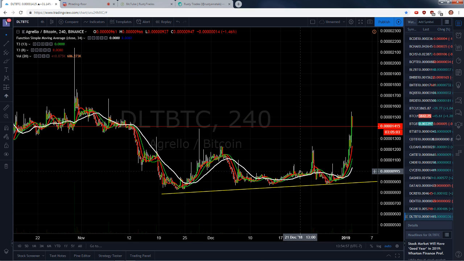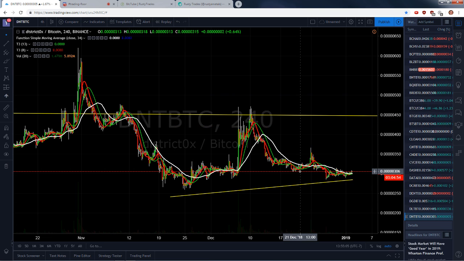DLT. This one moved pretty good. Into previous lows, watch for consolidation.